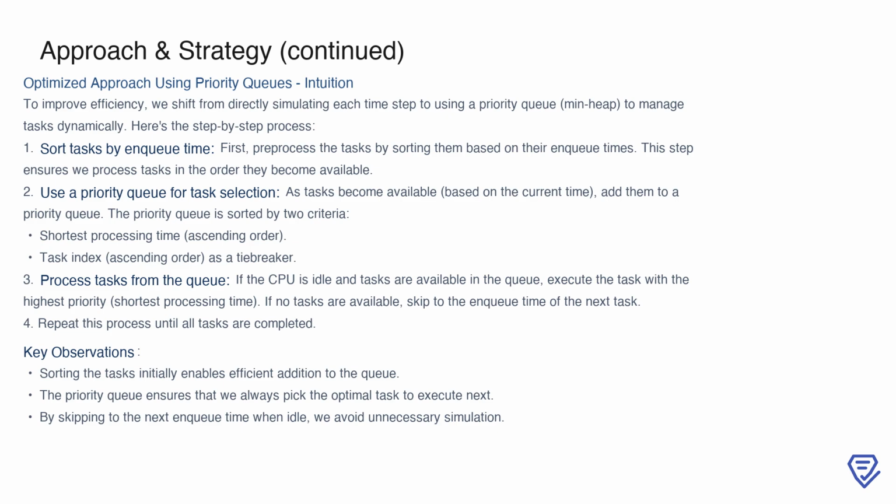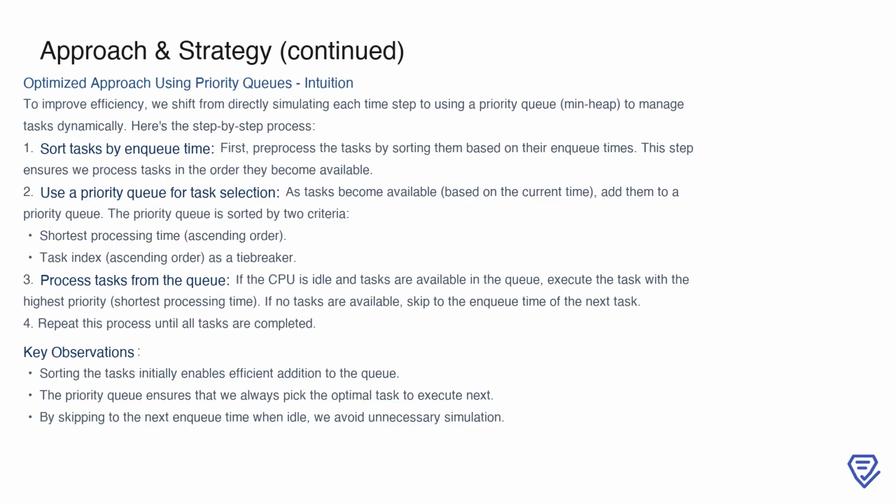The first step in this approach is to pre-process the tasks by sorting them based on their in-queue times. This ensures that tasks are processed in the order they become available. Next, we manage task selection using a priority queue. As tasks become available, meaning their in-queue time is less than or equal to the current time, we add them to the priority queue. The queue is organized by two criteria: the shortest processing time is given priority, and if there's a tie, the task index is used as a tiebreaker.